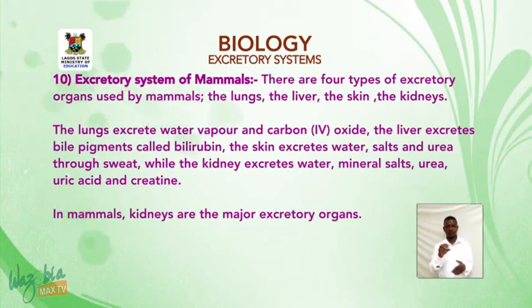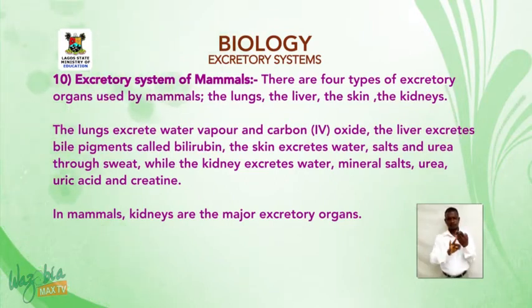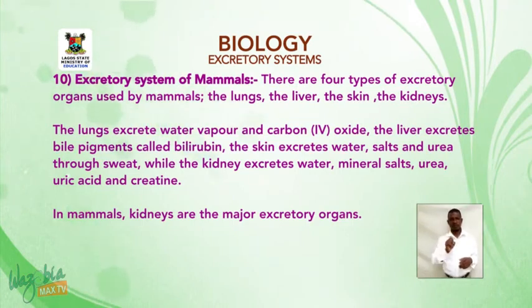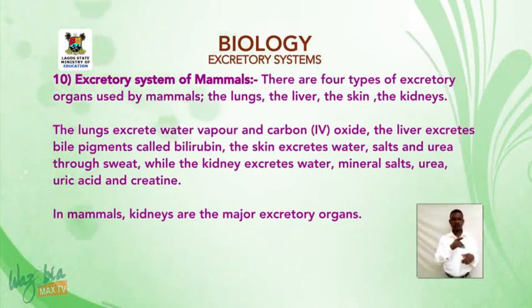10. Excretory system of mammals. There are 4 types of excretory organs used by mammals: the lungs, the liver, the skin, the kidneys. The lungs excrete water vapor and carbon dioxide. The liver excretes bile pigments called bilirubin.